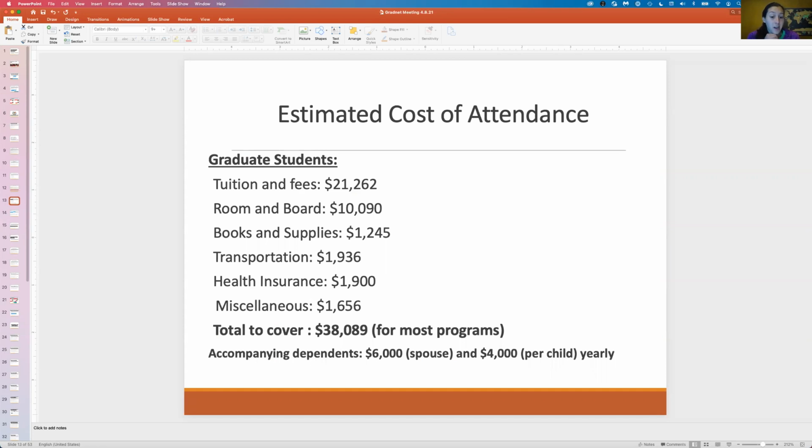So right now our current cost of attendance is $38,089. I've listed the breakdown for you below. If students are going to be coming with dependents, they need to provide an additional amount for their immigration documents. That's $6,000 for a spouse and $4,000 for a child.